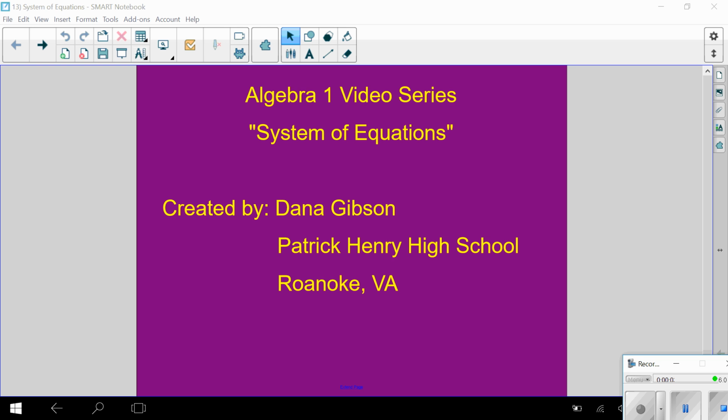System of equations. By definition, a system of equations is two functions. In this case, we're only going to look at linear functions that we're trying to figure out what ordered pair could I put into both functions that would make it true.